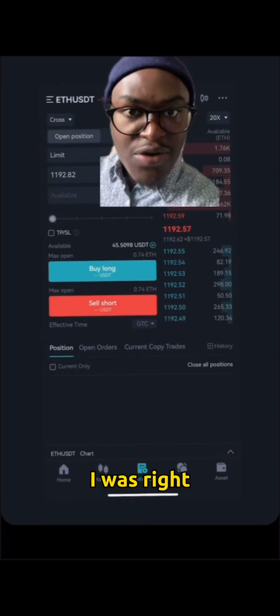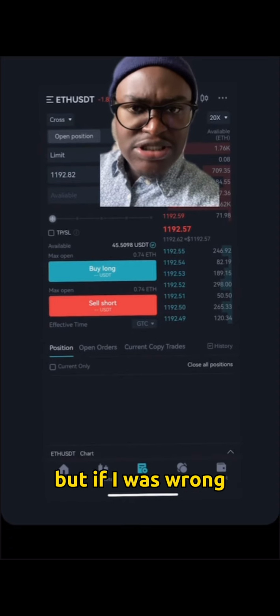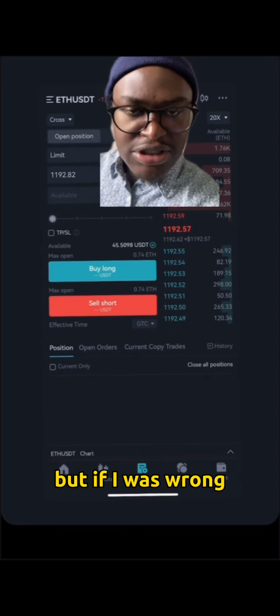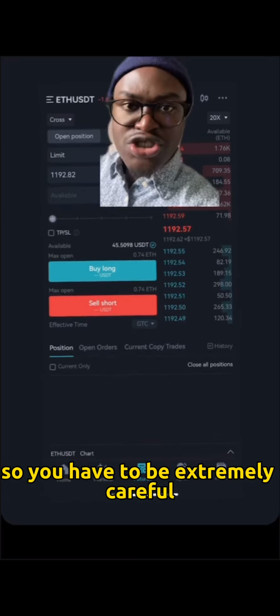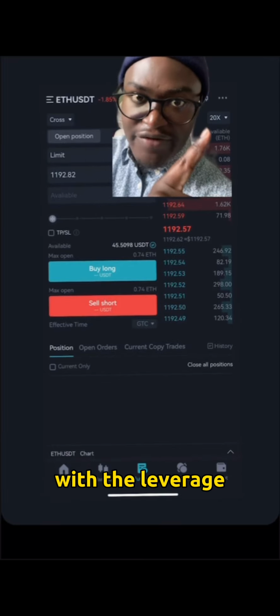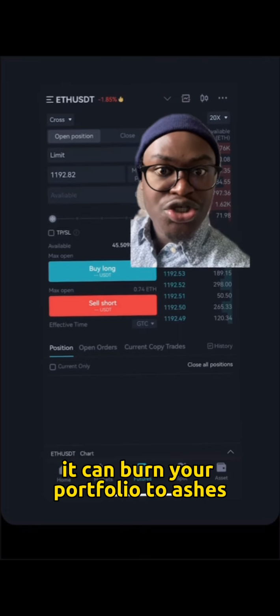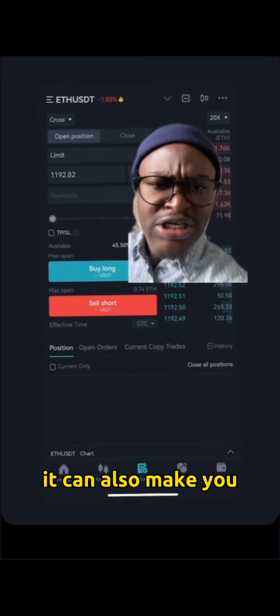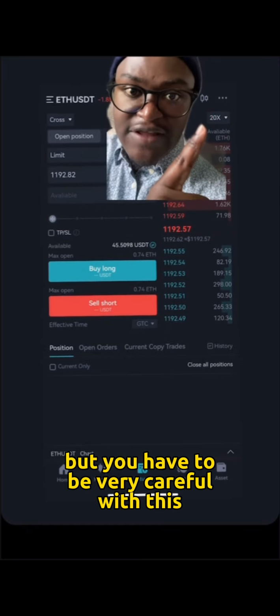Well, it turns out I was right about the strategy, so I gained a lot more. But if I was wrong, that would have really ended very badly. So you have to be extremely careful with the leverage. It's like fuel. It can burn your portfolio to ashes. It can also make you feel a lot better. But you have to be very careful with this.